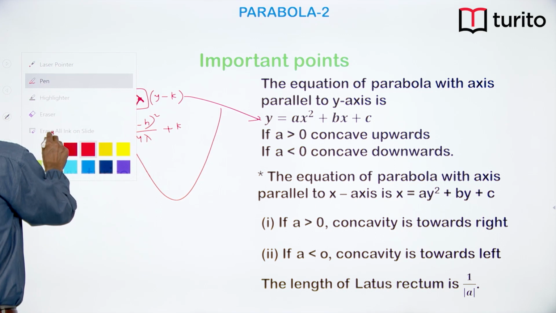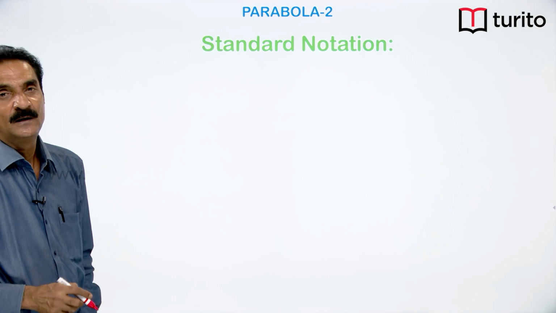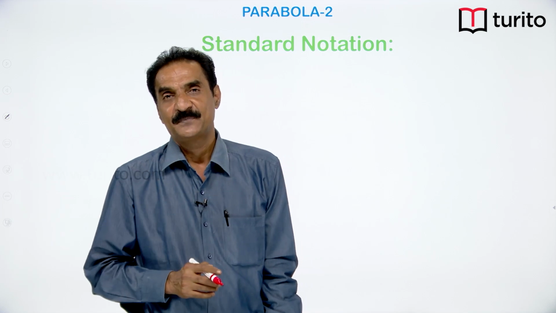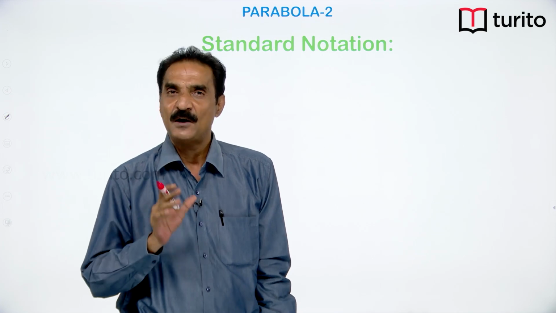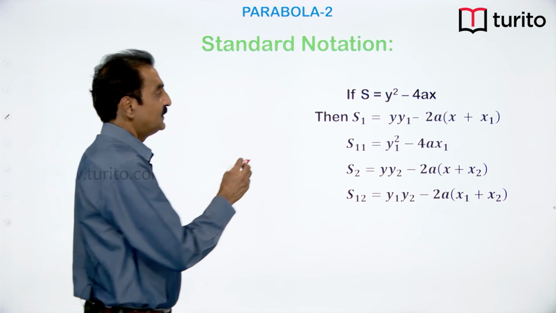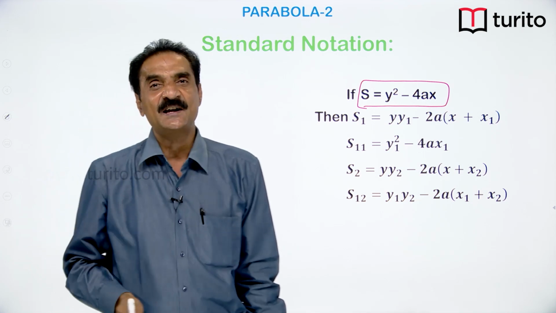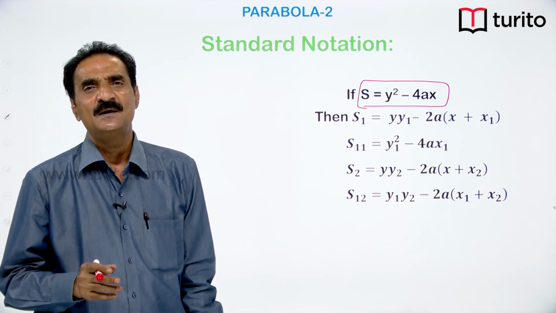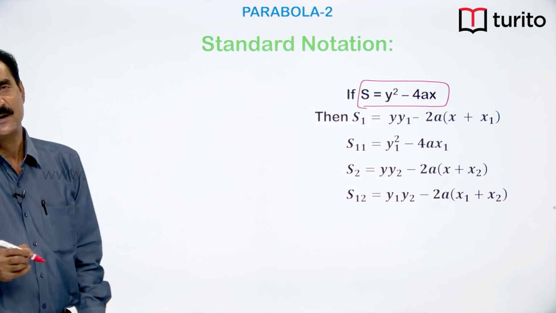Next point, standard notation. In this chapter we are going to follow one notation. Instead of writing the long equations, we can write the formula in short forms. We have already seen it in circles. Let us see what the standard form is. I am talking about the first standard form, y square is equal to 4ax. In proving anything or in deriving any formula, we will use the standard form y square is equal to 4ax.